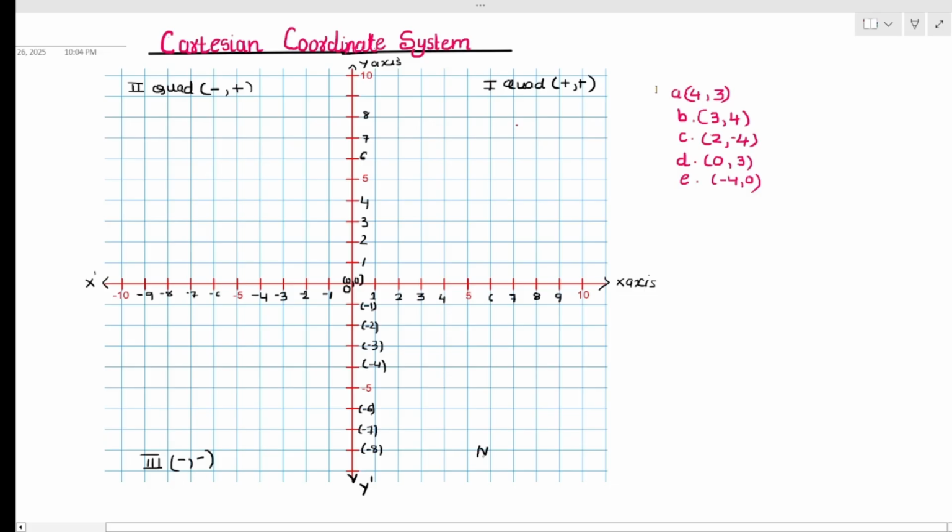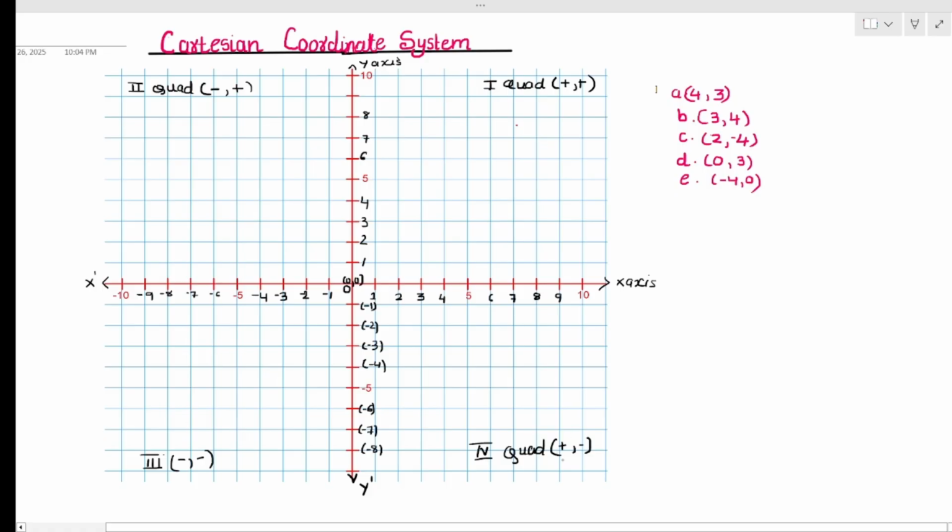Now, I have my fourth quadrant. As you can see over here, my x-axis is positive and my y-axis is negative. So, its sign would be plus and minus. Again, the first quadrant has sign plus plus, the second quadrant has sign minus plus, the third quadrant has sign minus minus, and the fourth quadrant has sign plus minus.